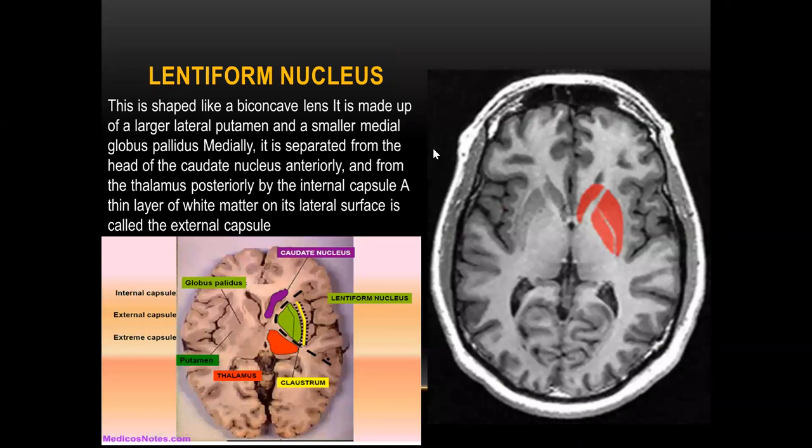The lentiform nucleus is a biconcave lens. It is made up of a larger lateral part known as the putamen and a smaller medial globus pallidus. It is separated anteriorly from the head of the caudate by the anterior limb of the internal capsule, medially from the thalamus by the posterior limb of the internal capsule, and laterally from the claustrum by a thin sheet of white matter known as the external capsule.